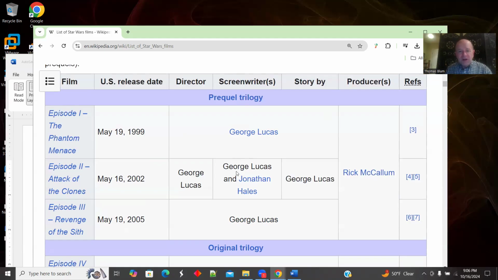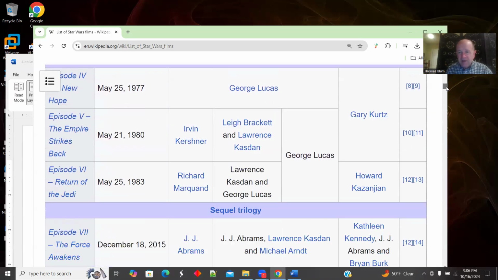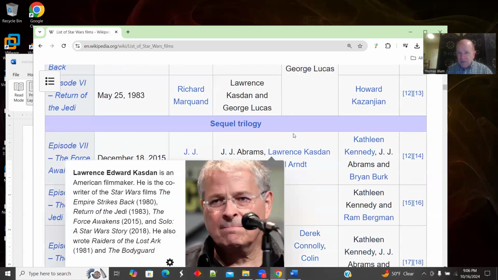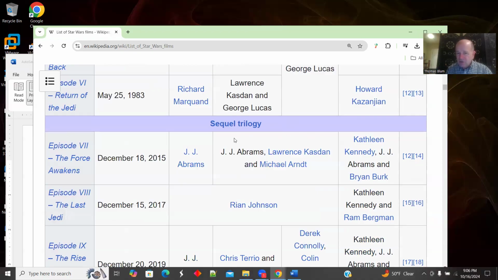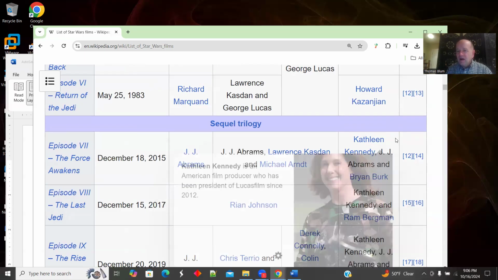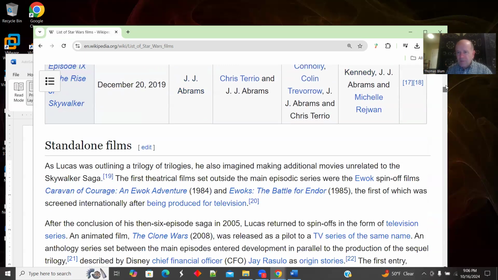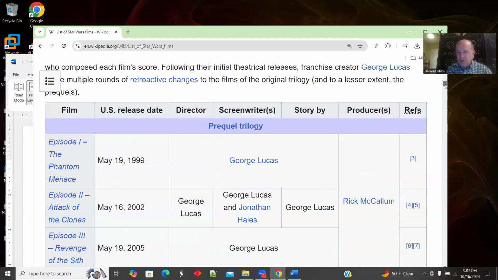Now, screenwriters, I'm definitely seeing George Lucas and Jonathan Hales. And so there's some repetition here. In screenwriter definitely, but here they've expanded this field to the screenwriter and the story by. So the story by is sometimes multi-valued, and I guess this is the producer, which is also multi-valued.